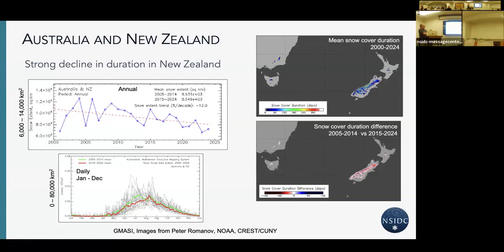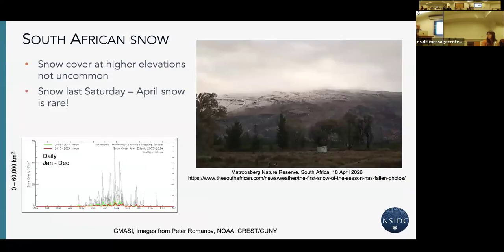On the bottom, this shows the day-to-day variability, and then the averages. Green is the earlier decade, 2005 to 2014, and then red. So there seems to be a little bit of a potential shift towards later snow cover. Not sure if that's really meaningful, but again, these are the smaller numbers, and so it's a small area.